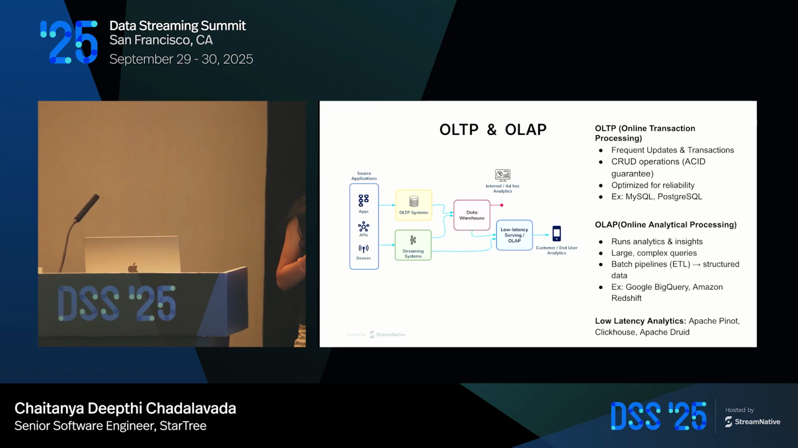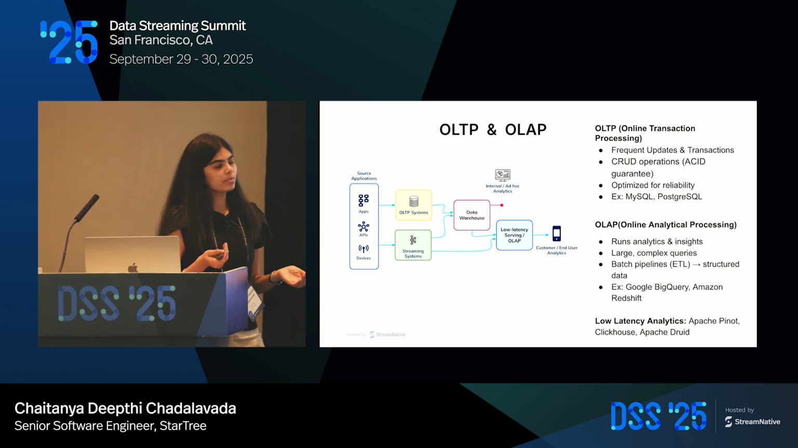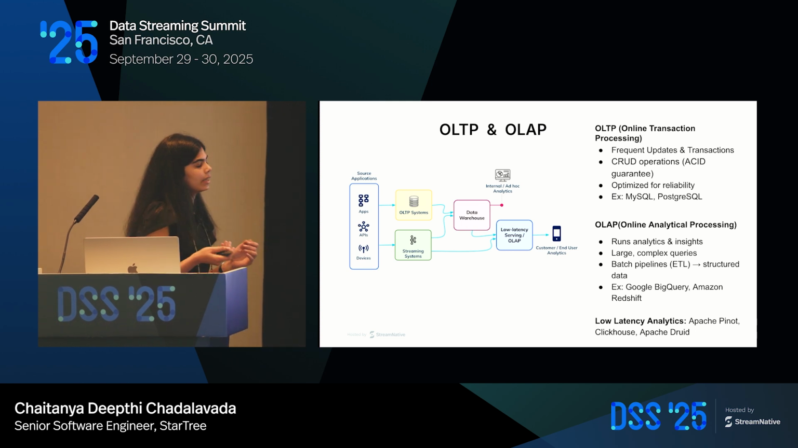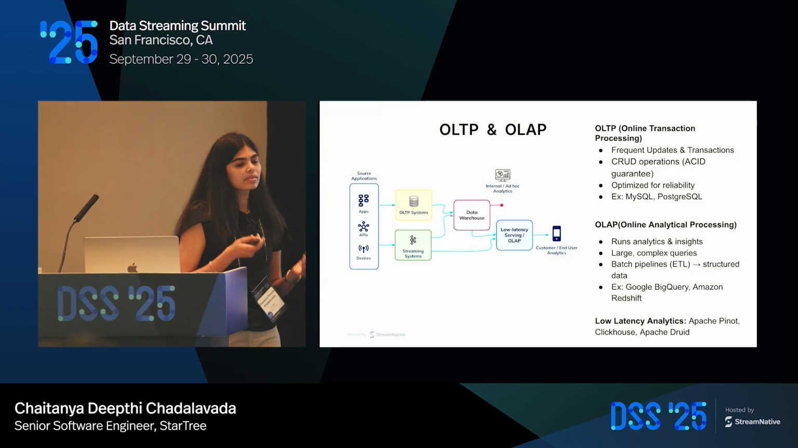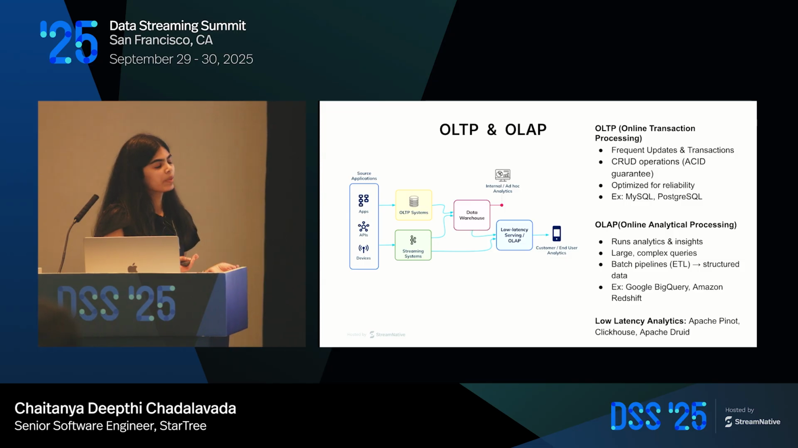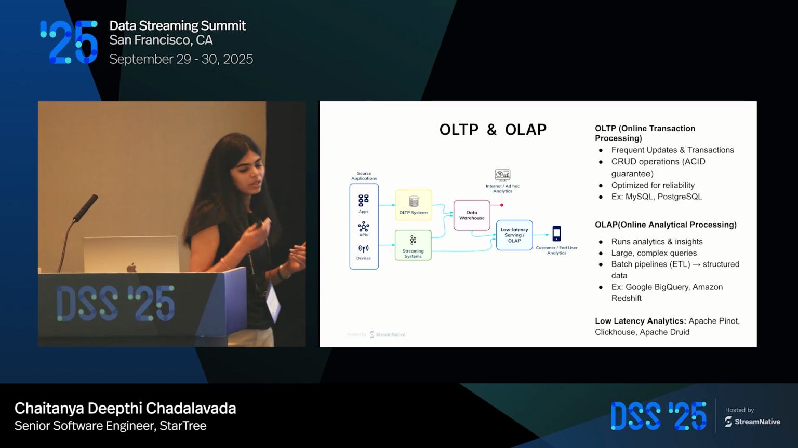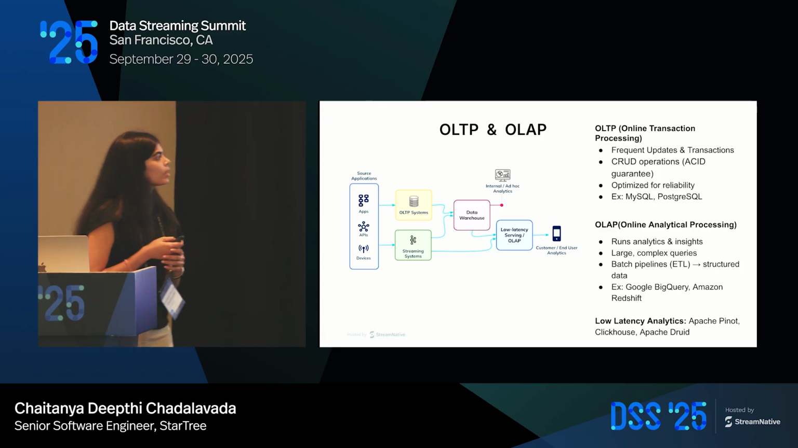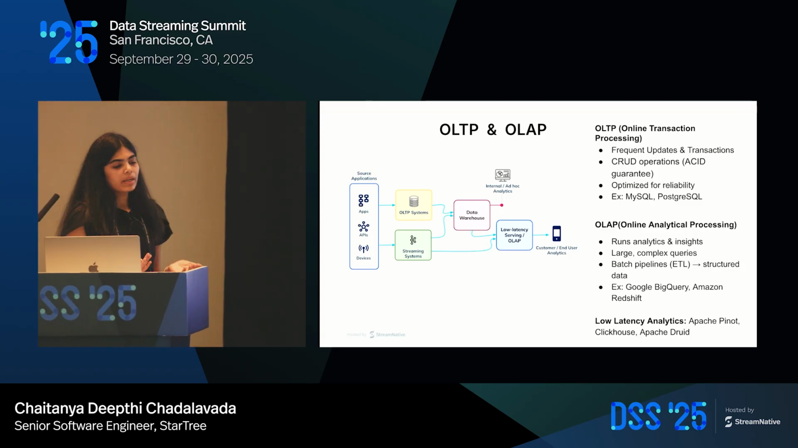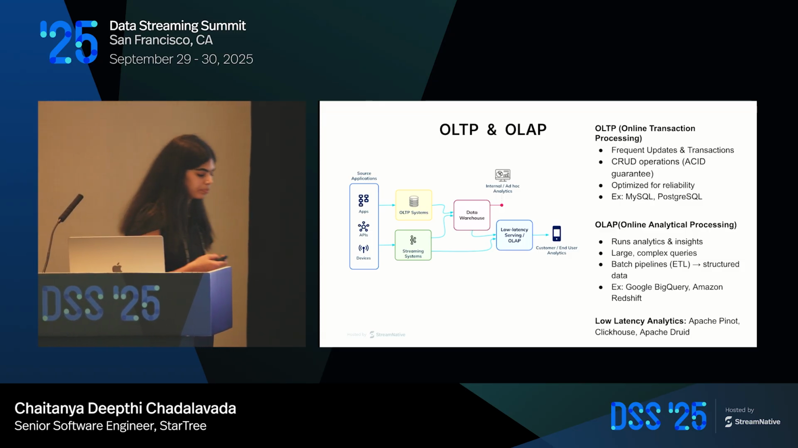On the other side, we have OLAP systems, which are generally used for analytics processing. You run all kinds of analytics queries and generate insights from them. Large, complex queries on structured data are handled by an OLAP system. Examples are Google BigQuery, Amazon Redshift, etc.